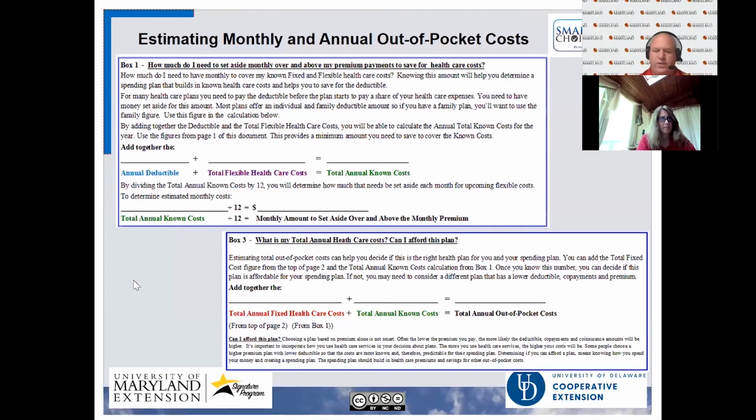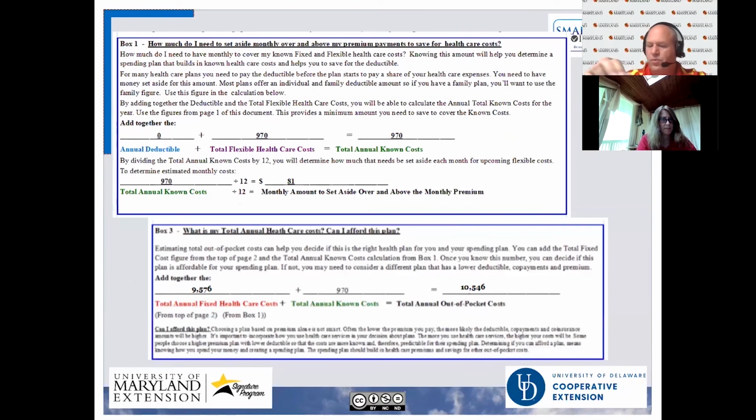So in the case study, we switch over to some other calculations. And so how do we estimate those monthly, annual, and out-of-pocket costs? So we have some things. We got to look at our annual deductible, our total fixed healthcare expenses. That gives us our total known cost. Take the total known cost divided by 12, and then you got to come up with that monthly amount to save above the premium. And so when you look at those figures, and you could pull them from that first page, everything kind of transfers over. It's also color coded, so you should be able to do it from that perspective as well.